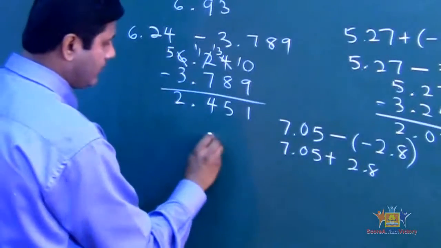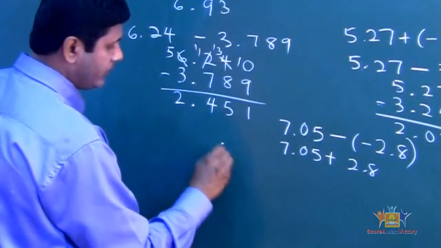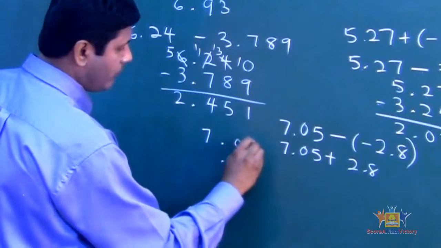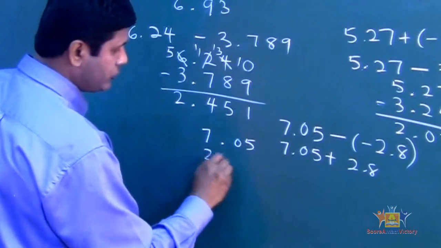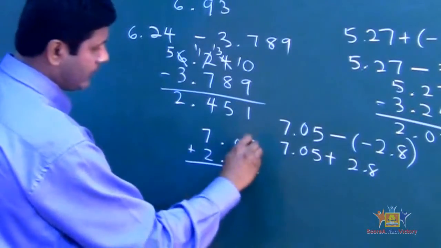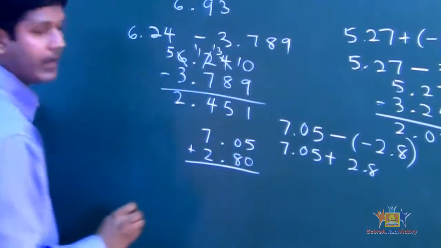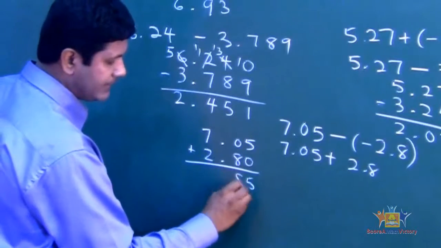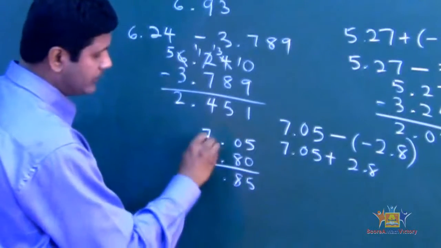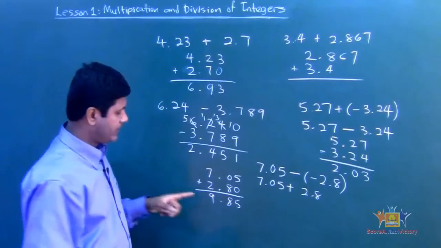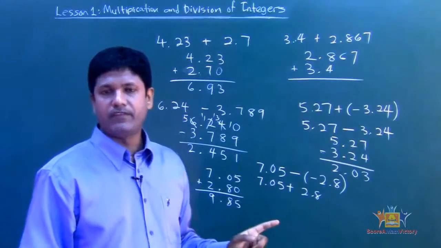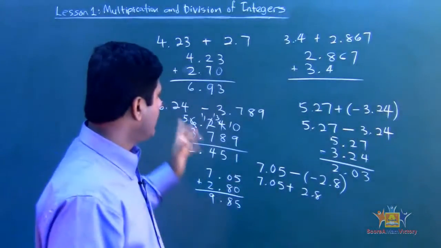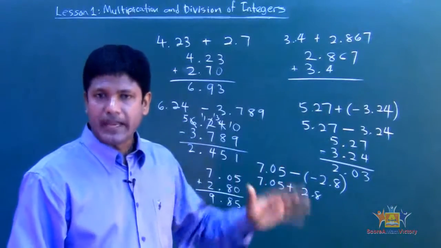Grab them by the decimal. So you've got 7.05 and then 2.8, and you can put a 0 behind it, that way you can line it up. 5 plus 0 is 5. 0 plus 8 is 8. Bring the decimal. 7 plus 2 is 9. So it becomes 9.85.